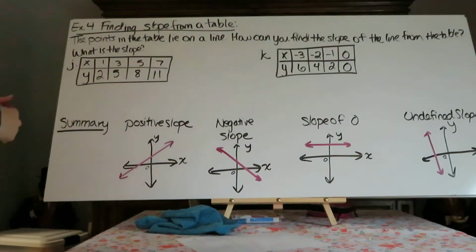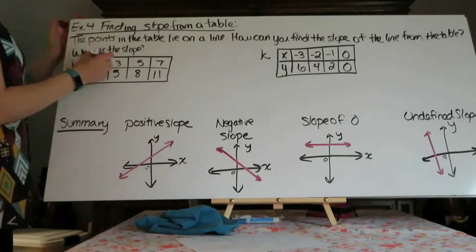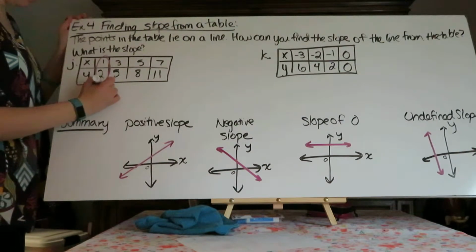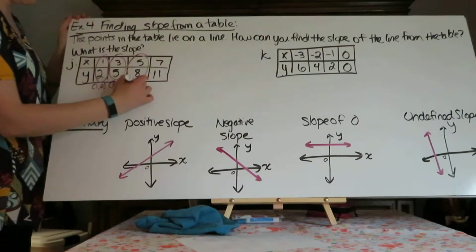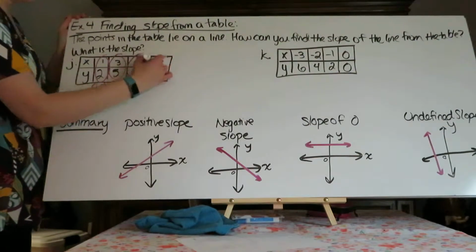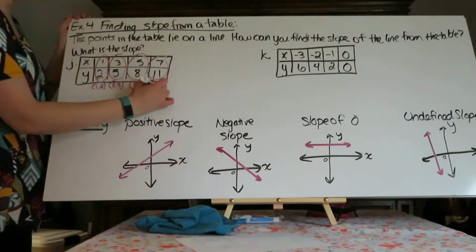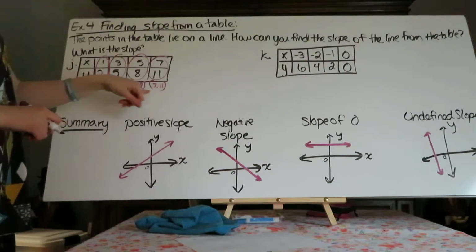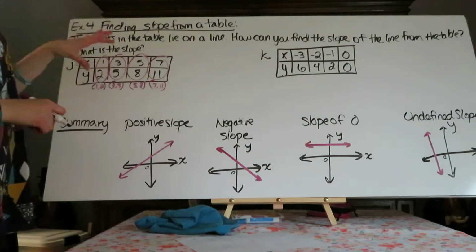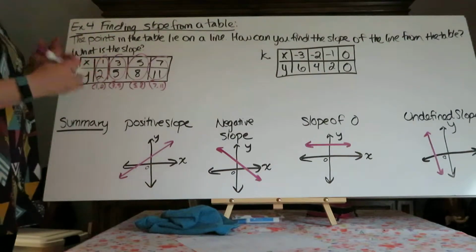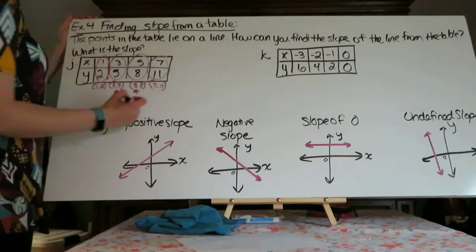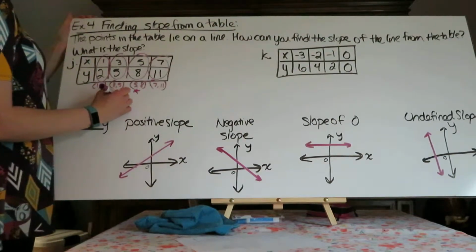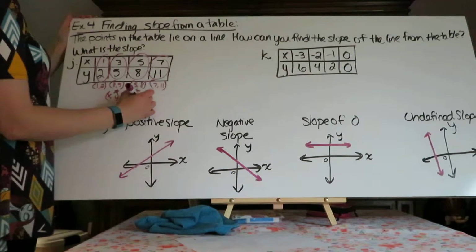Okay. Move on to example 4, finding slope from a table. The points in the table lie in a line. How can you find the slope of a line from a table? What is the slope? Well, this is the ordered pair 1, 2. Then this is 3, 5, 5, 8, and lastly we have 7, 11. So I'm going to pick any of these 2 points. They already say that this lies on a line, so therefore it doesn't matter which points we pick. I'm going to do 3, 5, and 5, 8. So here's x1, y1, x2, y2.